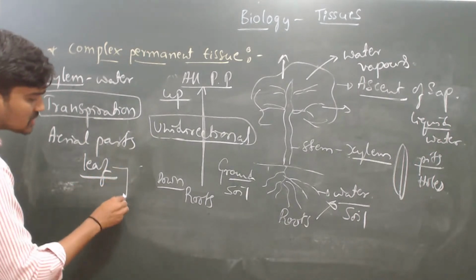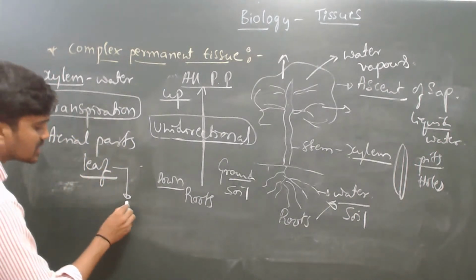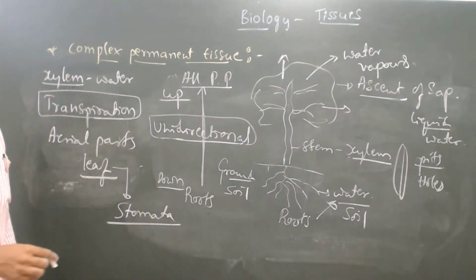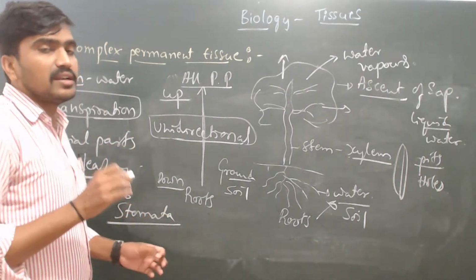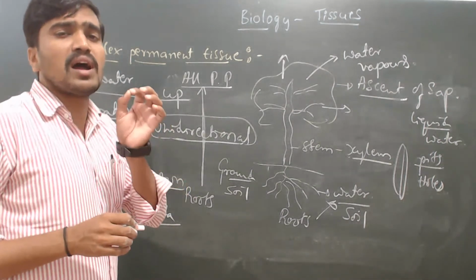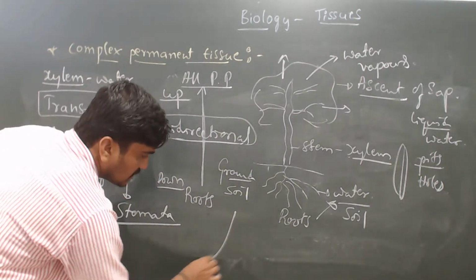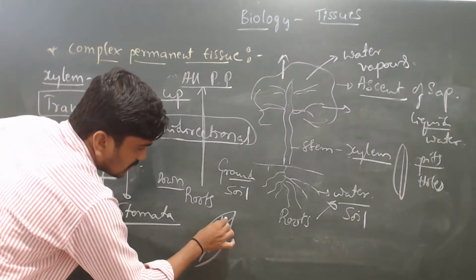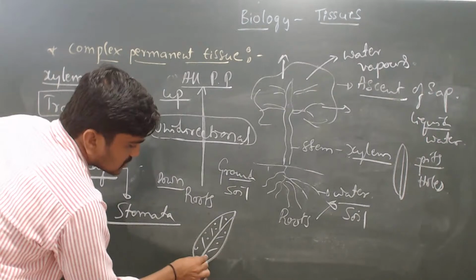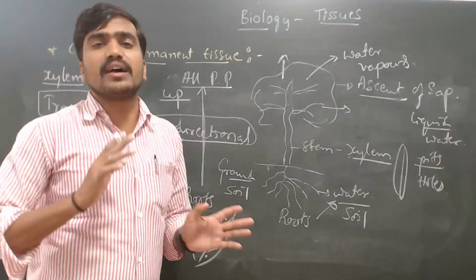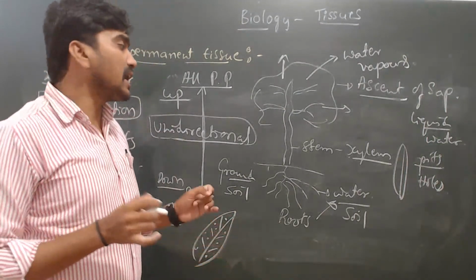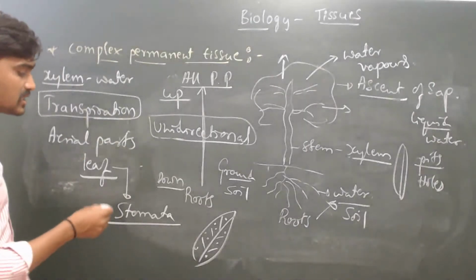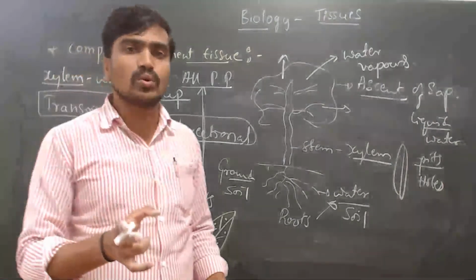In a leaf, which part helps for transpiration? Yesterday we discussed that one. Which one? Stomata. Stomata are present in the leaf. These stomata are very small, tiny pores. See, this is a leaf. The outer surface of this leaf is the epidermis. That epidermis contains small, tiny pores that we call stomata. Yesterday I said stomata have two forms, open and closed.